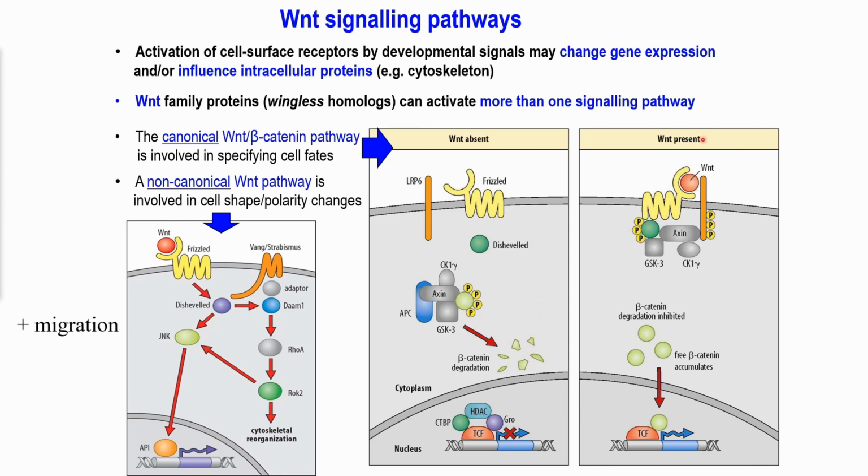But when wingless is bound to its ligand, its co-receptor is recruited, we get phosphorylations on the co-receptor and on disheveled that lead to a recruitment of the destruction complex to the membrane and free beta-catenin in the cytoplasm, or allow it to build up in the cytoplasm, where beta-catenin can translocate across the nuclear membrane to the nucleus and activate a transcription factor called TCF, leading to transcriptional changes.